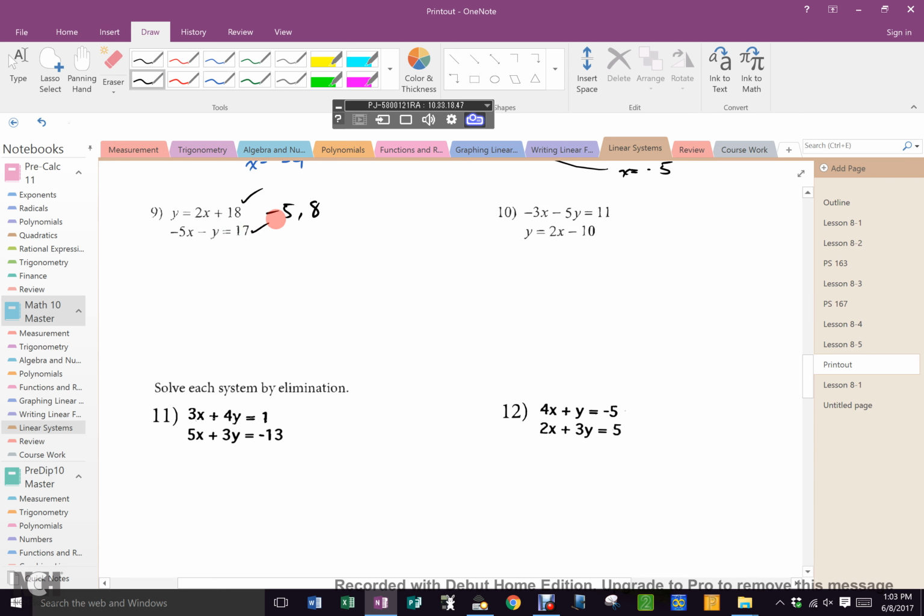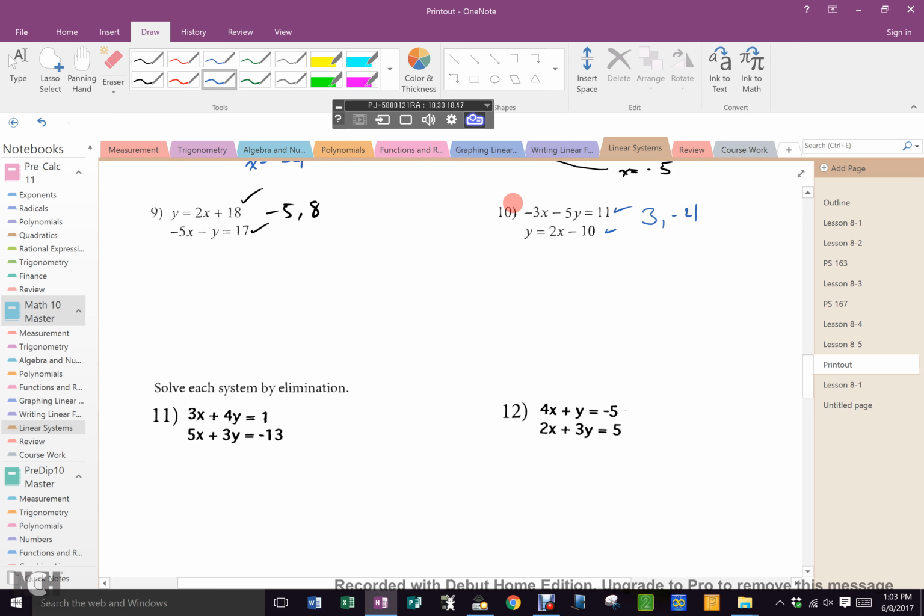Yes. Good? Okay. Who's going to volunteer this one to me? 3 and negative 4, Emma says. Let's check. What's 2 times 3? 6. What's 6 minus 10? Negative 4. We're right. What's negative 3 times 3? Negative 9. What's negative 5 times negative 4? Negative 20. Negative 9 plus 20 is 11, so we're right. Good job. Is everybody good with substitution?